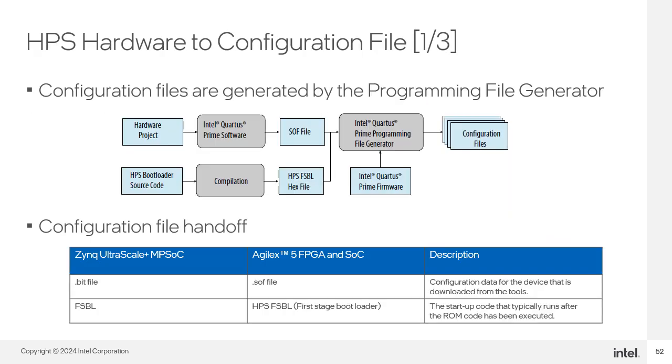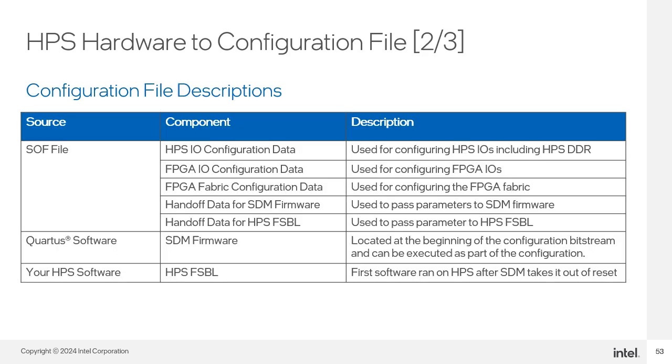After the hardware project for the HPS is compiled using the Quartus Prime software, the configuration files are generated by the Programming File Generator. The hardware handoff SOF file insulates software developers from the changes that might occur on the hardware side during development. The configuration files contain the following components, which are required for configuring the hardware design. This table provides a description of the different components contained in the configuration files required for configuring the hardware design.